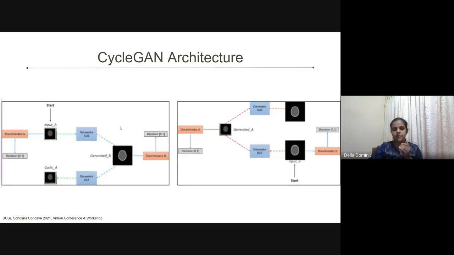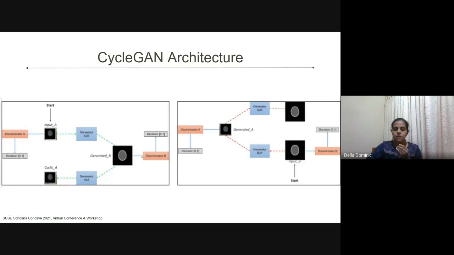In the first cycle, we are feeding MRI images to the generator, which will try to translate them into CT images. The generated CT image, which is the fake CT image, is then given to the second generator, that is generator B to A, the CT to MRI translator, which will generate the reconstructed MRI image.